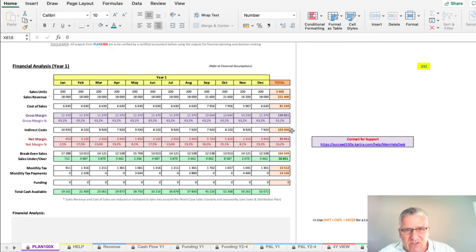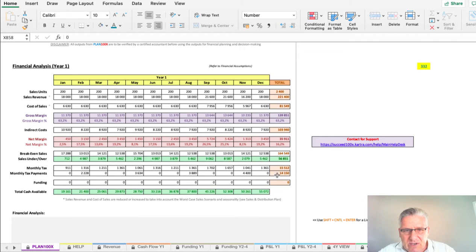Our indirect costs, 103,940, giving us a net margin of 16.2%, which is 35,911. So all looking really, really good. Break-even analysis for the year, all in the green, fantastic. Monthly tax, we know what we're paying. That's our monthly payments. There's the 2228. Remember, we saw that above, etc.